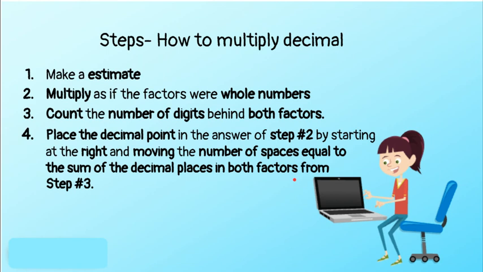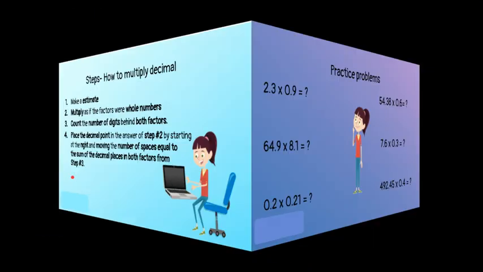Here's some steps on how to multiply decimals. First, make an estimate. Most people don't like to do it, but I like to. Second, multiply as if they were whole numbers. Third, count the number of digits behind the decimal in both factors. Fourth, place the decimal point in the answer of step number 2 by starting at the right and moving the number of spaces equal to the sum of the decimal places in both factors from step number 3.